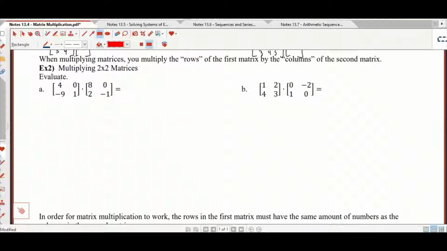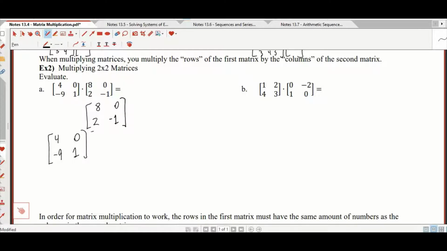When multiplying matrices, you multiply the rows of the first matrix by the columns of the second matrix. For example, multiplying 2 by 2 matrices. Let me go ahead and show you how this works. So I set it up like this: 4, 0, negative 9, 1. And then above it's going to go 8, 0, 2, negative 1. That leaves space for a 2 by 2. And what I do is this.